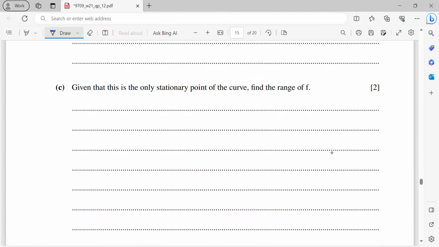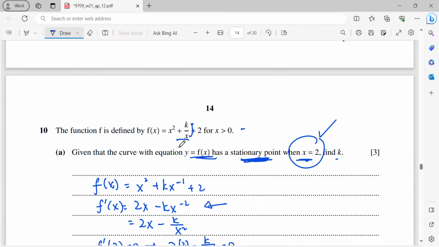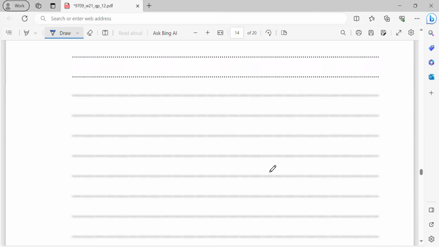Now, given that this is the only stationary point on the curve, find the range of f. So now I will rewrite my f(x). This is x squared plus 16x plus 2. When you refer back to the f(x) here and replace the k by 16, whereby the x is greater than 0.